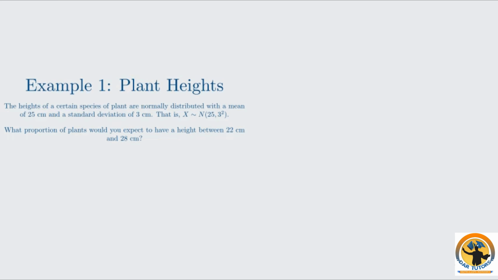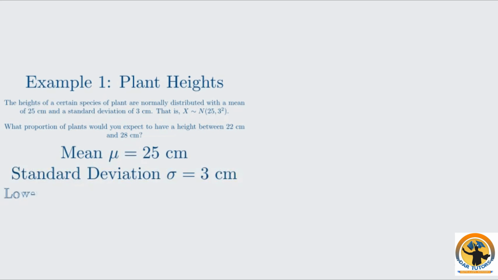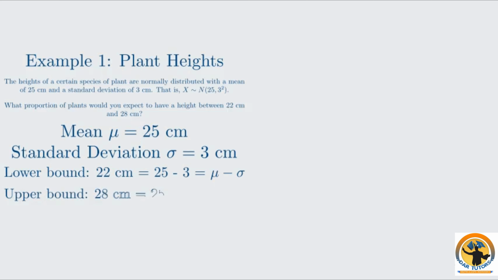First, we need to express these height values in terms of standard deviations from the mean. Let's look at 22 centimeters. The mean is 25, and the standard deviation is 3. 22 is 25 minus 3, which is one standard deviation below the mean. So it corresponds to m minus s. Now for 28 centimeters. 28 is 25 plus 3, which is one standard deviation above the mean. This corresponds to m plus s. So the question is asking for the proportion of plants whose height is within one standard deviation of the mean.